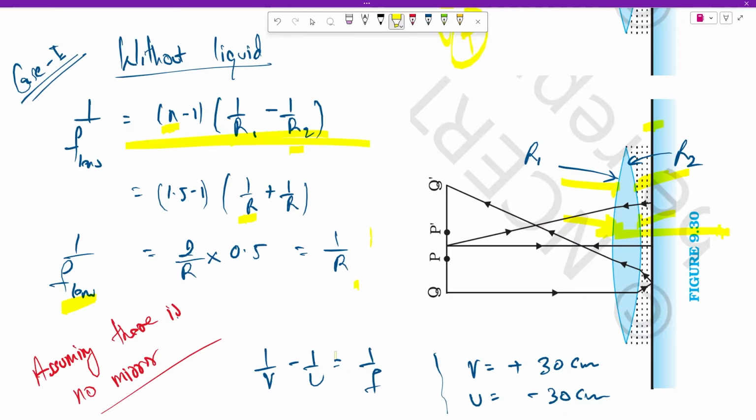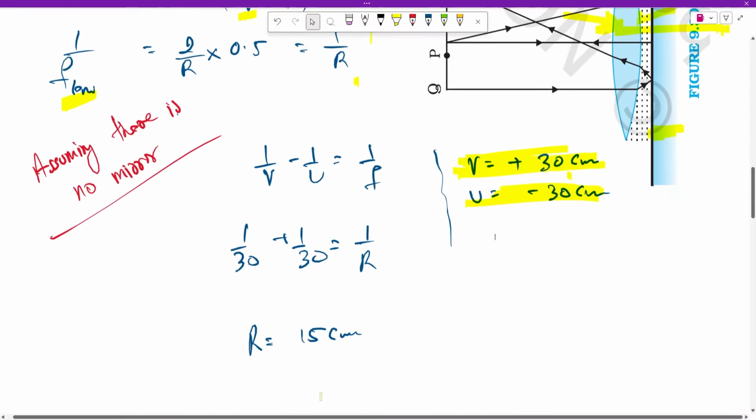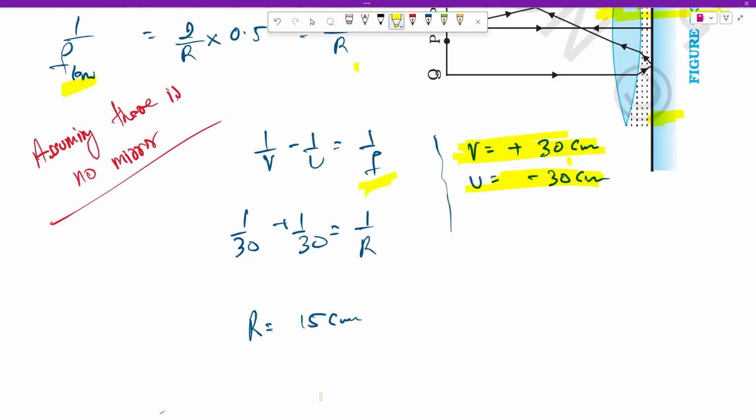So we can assume that v equals 30 centimeter when there is no plane mirror, and when there is a plane mirror, then v would be equal to minus 30 centimeter. So for simplification, I have just removed this plane mirror, so v would be equal to 30 centimeter and u would be equal to minus 30 centimeter. So using the lens equation now, we will get the value of R or f.